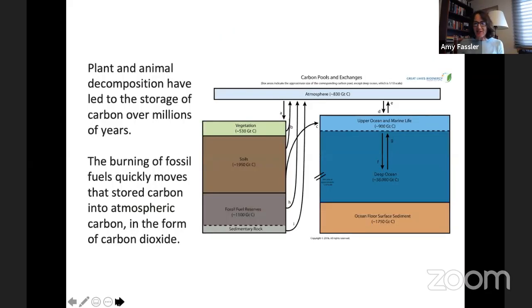So let's take a step back now and kind of put together that geologic and rapid cycling of carbon and make sense of these two big concepts that we want to make sure we understand. So this diagram is showing me pools and exchanges for different amounts of carbon. This GT, this is a gigaton, the unit, the amount of carbon stored there, and that's a billion metric tons of carbon. And so a couple things might surprise you.